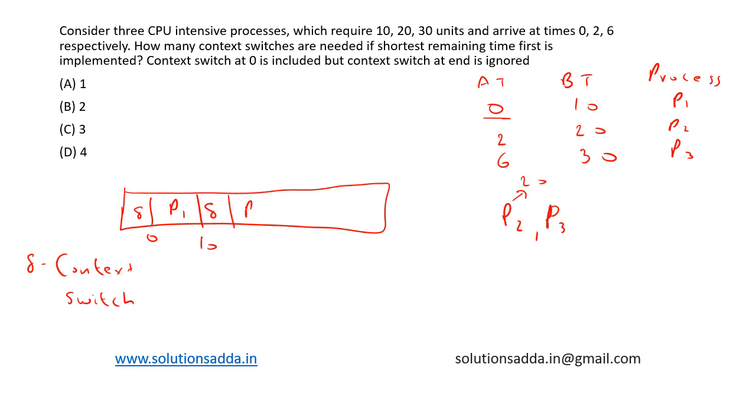Now P2 executes completely till 30, then another context switch happens and P3 executes completely till 60. Then one more context switch happens to remove P3, but this context switch is ignored. So the total number of context switches is 1, 2 and 3. So the correct answer is option C, 3.